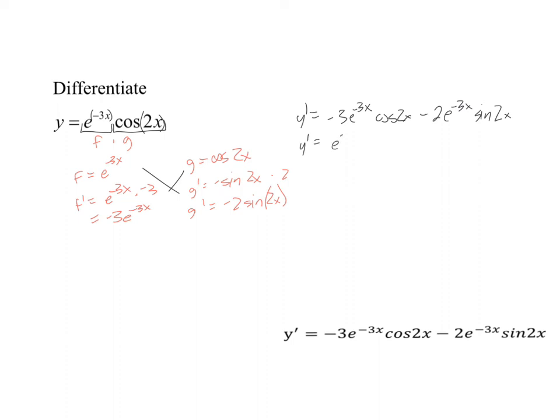We could pull out e to the negative 3x as a common factor if we want. So that would give us negative 3 cos 2x minus 2 sine 2x. And if that was an identity, we could maybe put it together, but in this case, I think that would be plenty.